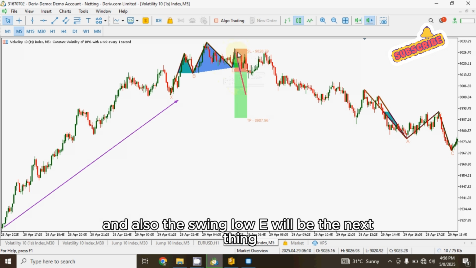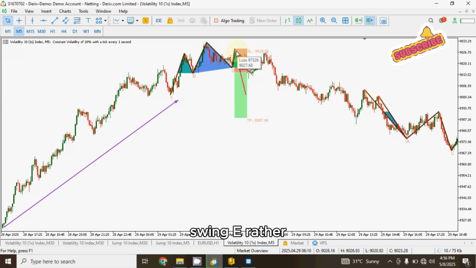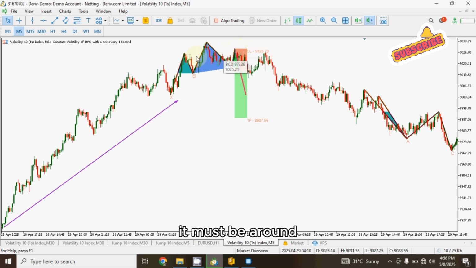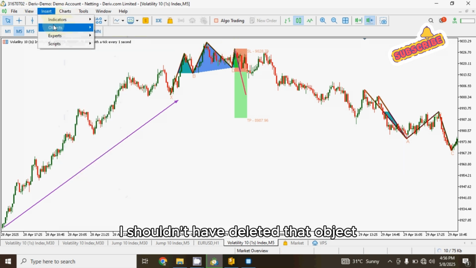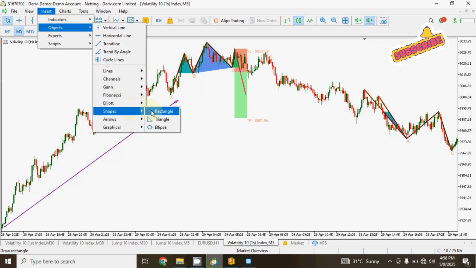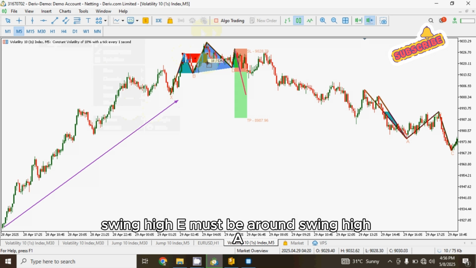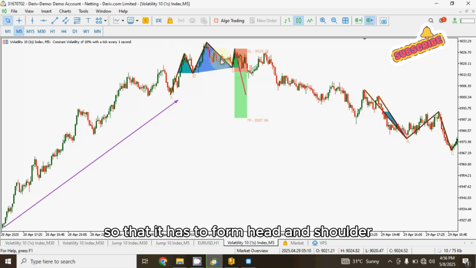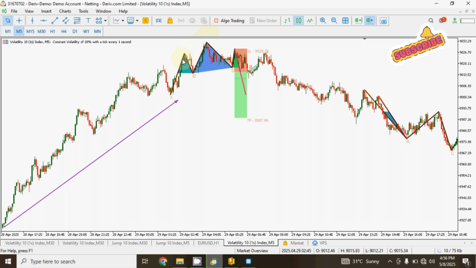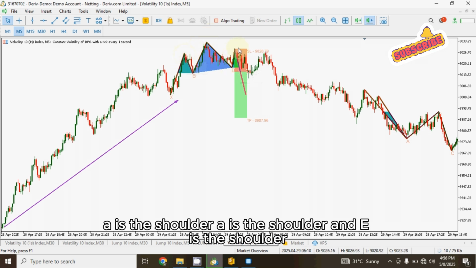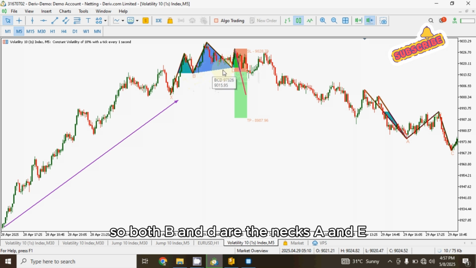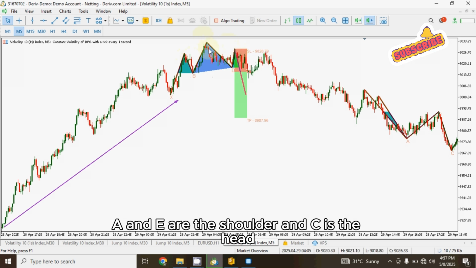And also the swing high E rather will be the next thing you are looking for. To identify swing high E, it must be around, I shouldn't have deleted that object, but let me bring it back. Swing high E must be around swing high A. You can see it is not too far from it, so that it has to form head and shoulder, just like this. C is the head, A is the shoulder, and E is the shoulder. You can also say D is the neck and B is the neck. So both B and D are the necks, A and E are the shoulders, and C is the head.